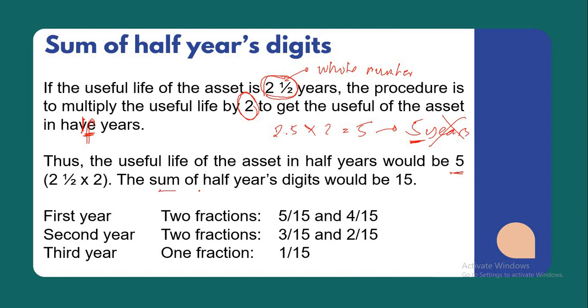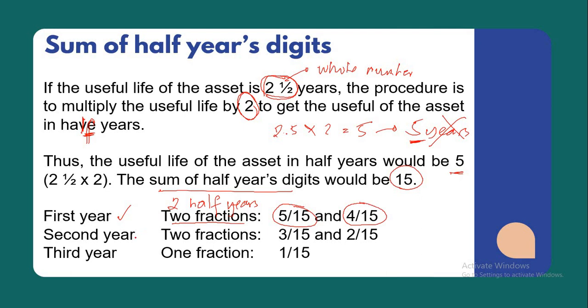Now, the sum of the half years digits would be 15: 1 plus 2 plus 3 plus 4 plus 5. Now, in the computation for the depreciation, since it is only 2.5 years, and of course we depreciate annually, for the first year you will use two fractions. Why two? Because the first year involves 2 half years. Take note, our fraction is applied per half year, and in 1 year there are 2 half years. So the first half year has a fraction of 5 over 15, and the second is 4 over 15.